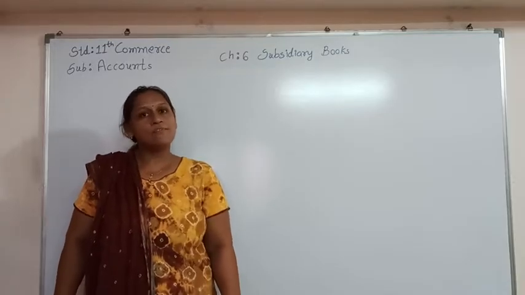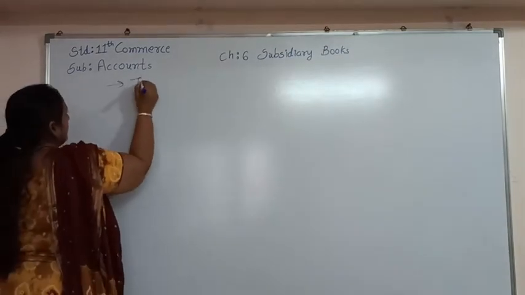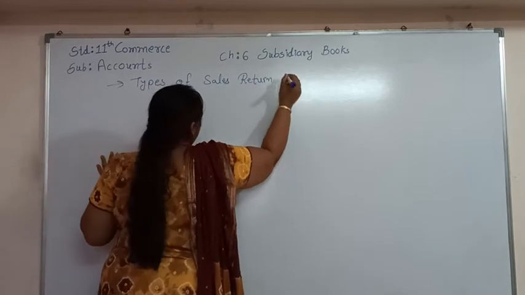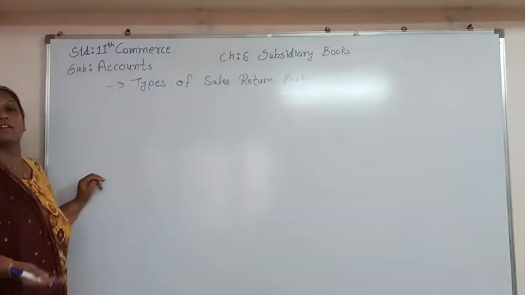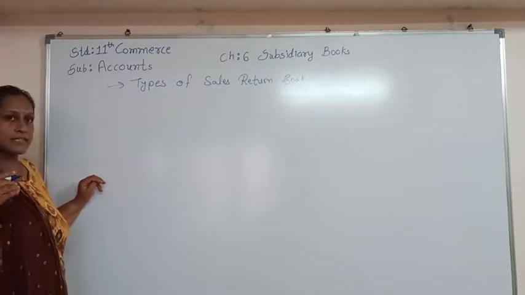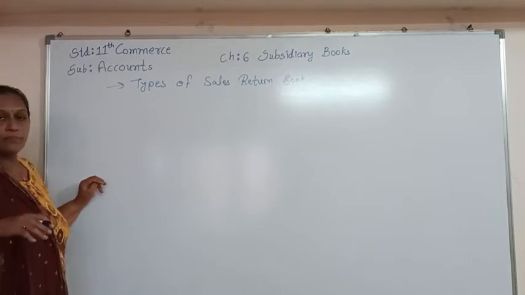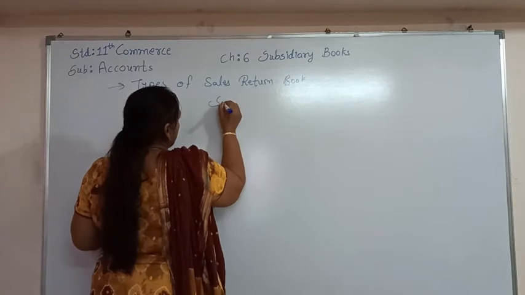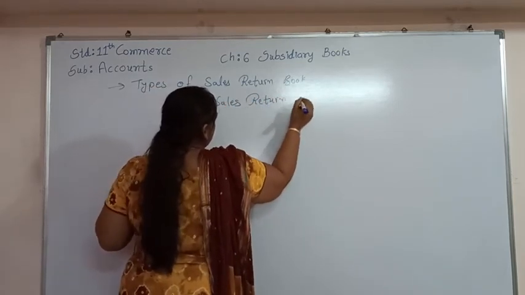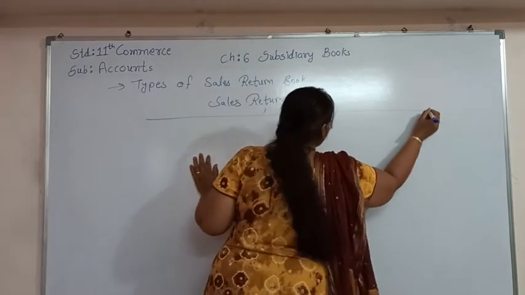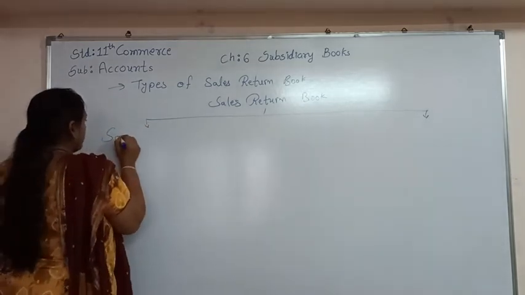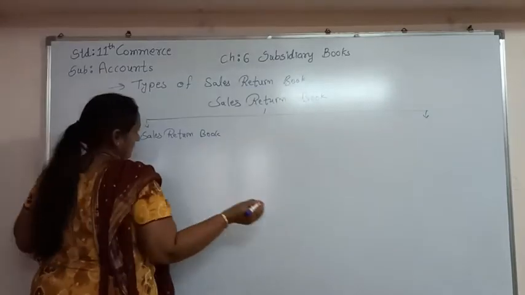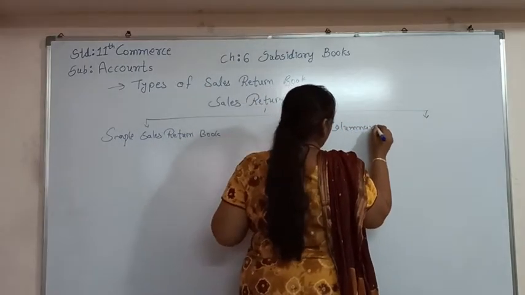Let's see the types of sales return book. The sales return book is mainly divided into two types, that is the simple sales return book and the column sales return book.